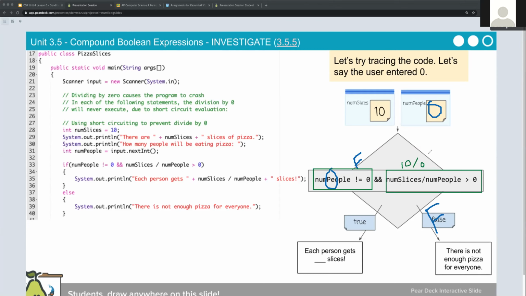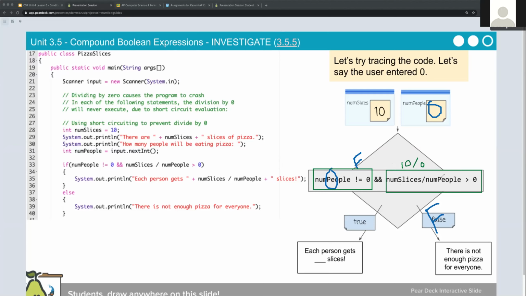It's going to crash. So that's why it's a good thing that we short circuit, that we don't even bother evaluating this right-hand side. Otherwise, our code would crash. So it doesn't actually get here, thankfully.